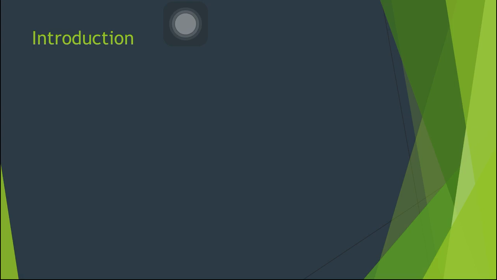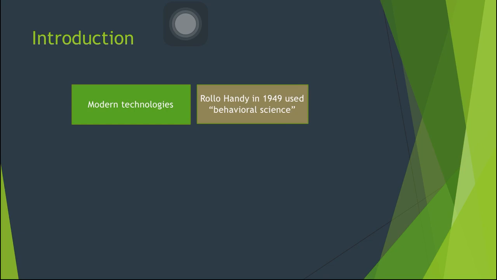In its introduction, we will discuss that it is a modern approach. I have written the word modern technology. With the use of modern technology, like electronics, like computers, as well as the techniques and methods of statistics, a new approach to the study of politics has been provided. It was first used in America, and Rollo Handy used it after the Second World War in 1949. He used the word behavioral science. So this is the origin, right after the Second World War.